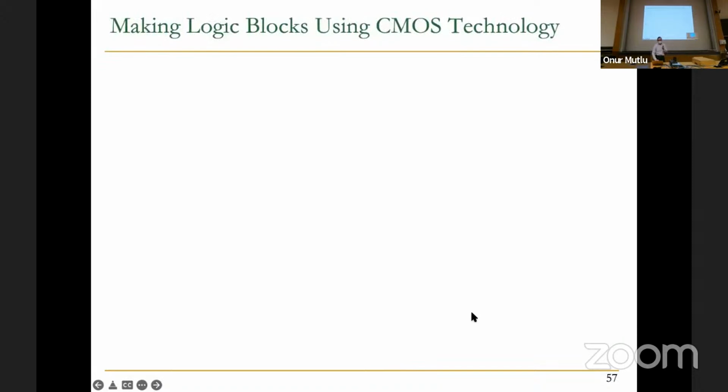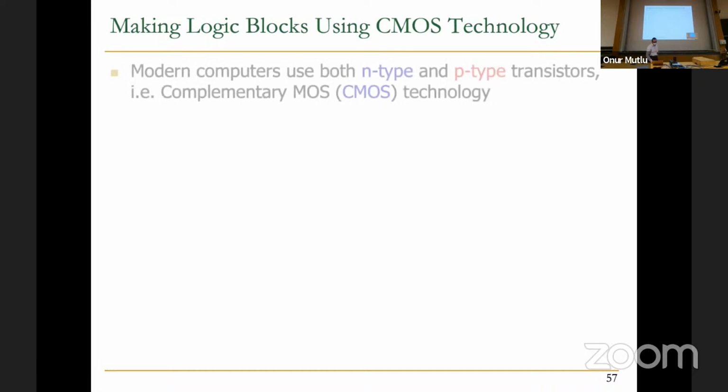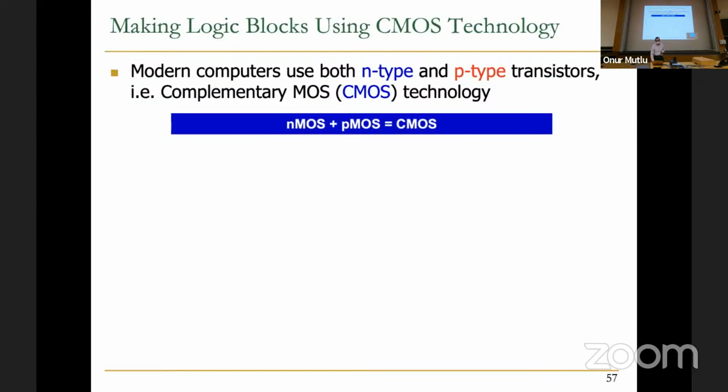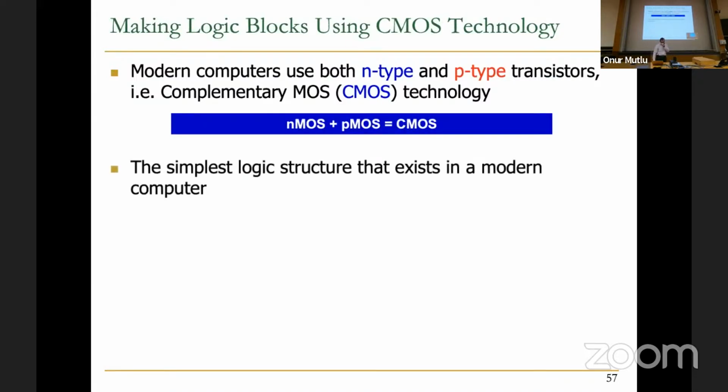Okay, so how do you make logic blocks using CMOS technology? Now I introduced another term, CMOS. MOS was metal oxide semiconductor. C is complementary, meaning you have to have both P and N type, and you have to use them in a complementary fashion. Let's see what I mean, really. Well, I think I said this already. Modern computers use both N-type and P-type using CMOS technology. And NMOS plus PMOS is CMOS.